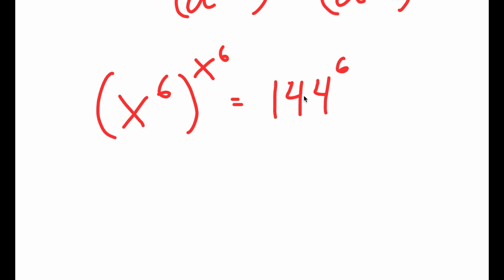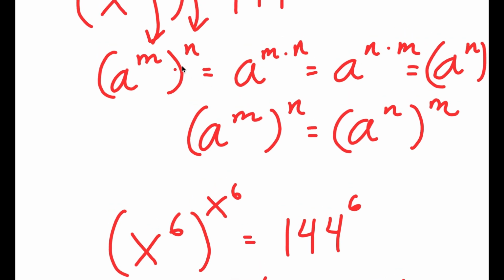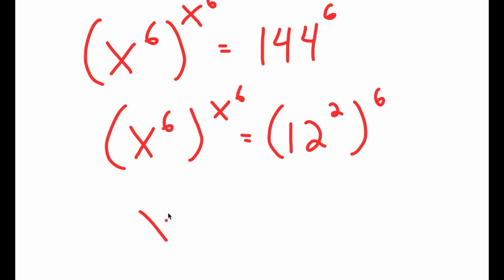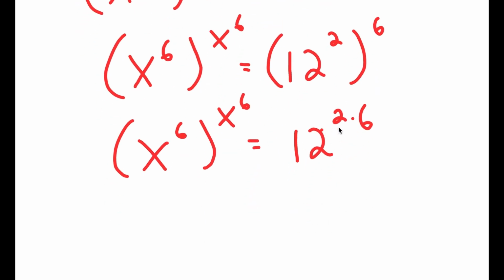Now from here, I'm going to rewrite 144 as 12 squared. So I have 12 squared to the power of 6. And if I have something in the form a to the power of m to the power of n, this is equal to a to the power of m times n. So now I get x to the power of 6 to the power of x to the power of 6 is equal to 12 to the power of 2 times 6. And 2 times 6 is equal to 12, so I get 12 to the power of 12.